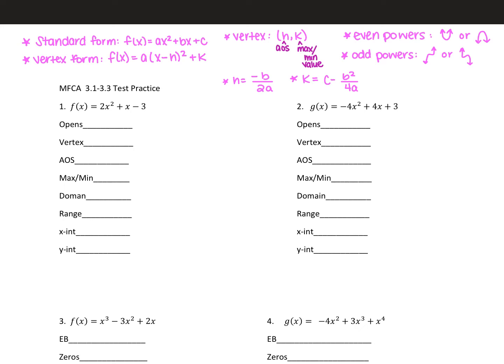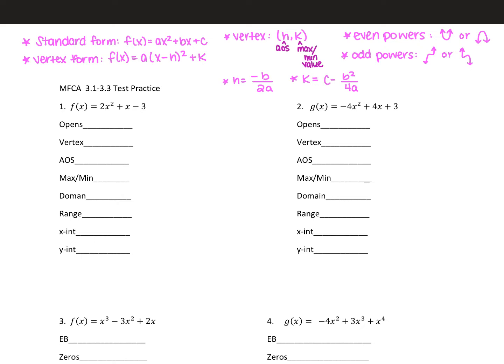Your test covers sections 3.1, 3.2, and 3.3. For the first part of your review or your test practice, you're given functions. You're asked to find whether or not it opens up or down.